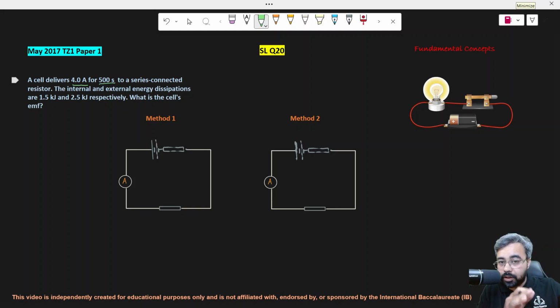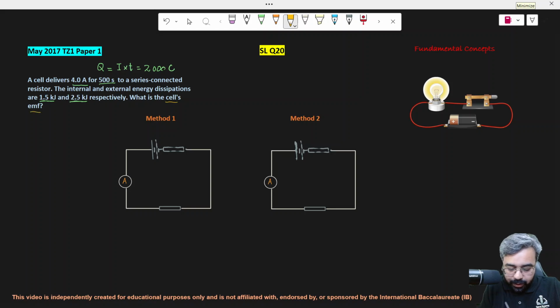By the way, when it delivers 4 ampere for 500 seconds, you can automatically find out the total amount of charge that it has delivered, and that must be equal to 2000 coulomb of charge in that time span. So the internal and external energy dissipations are 1500 joules and 2500 joules. What you are supposed to find out is the cell's EMF.